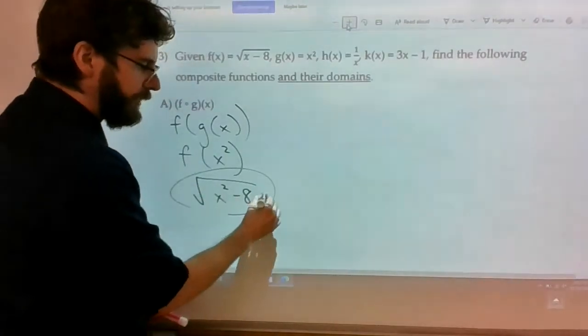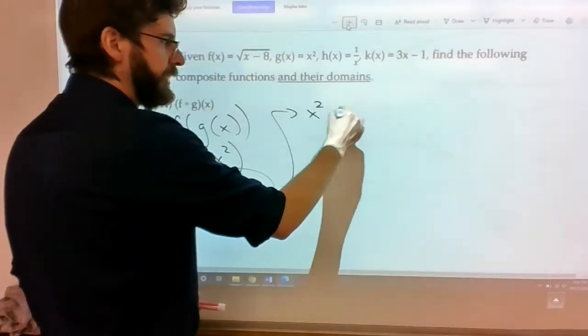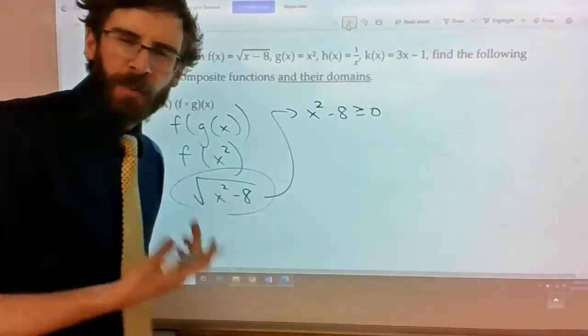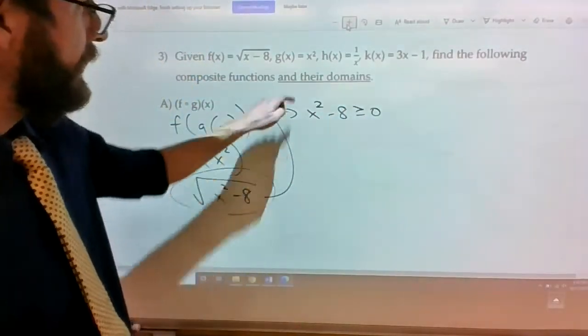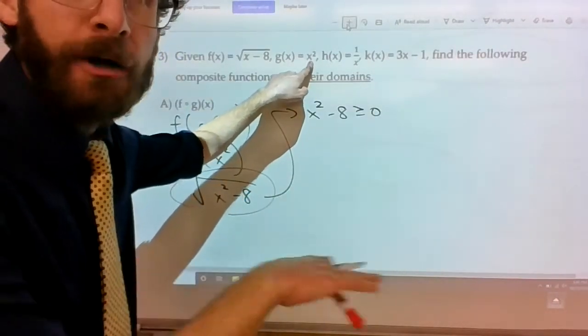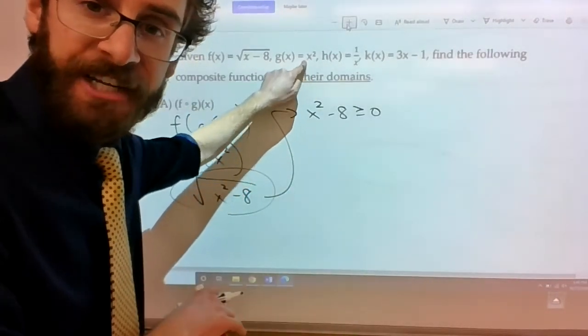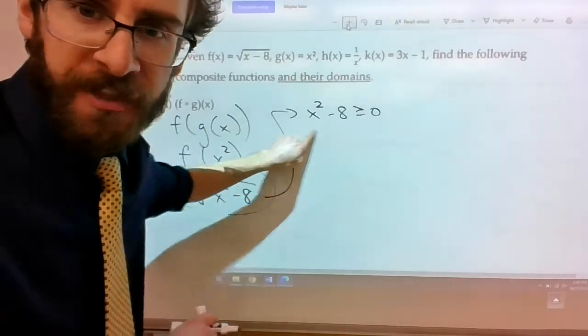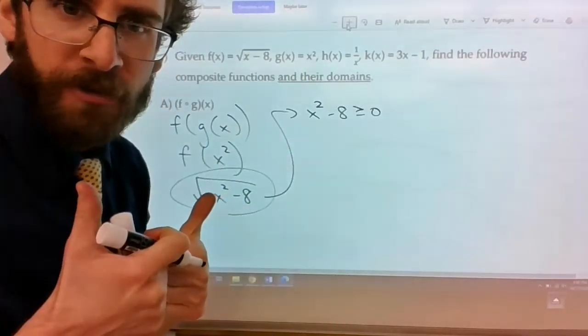It's underneath the square root, so I need to say it's greater than or equal to 0. By the way, when considering the domain, remember, this is a parabola, which means it has no boundary to its domain. This is negative infinity to infinity, so whatever our answer is for the composite, that's our domain for the whole thing.